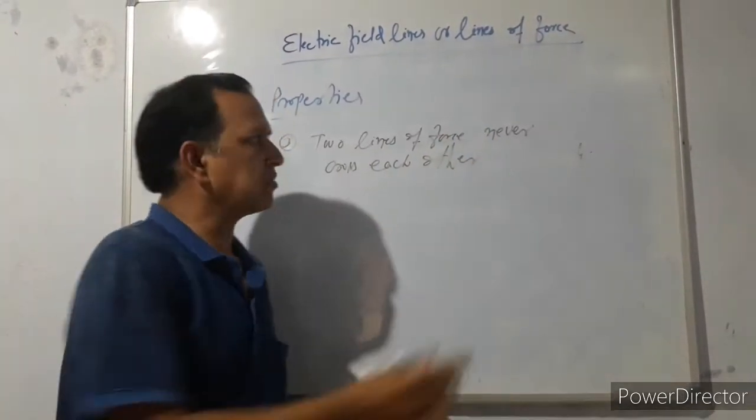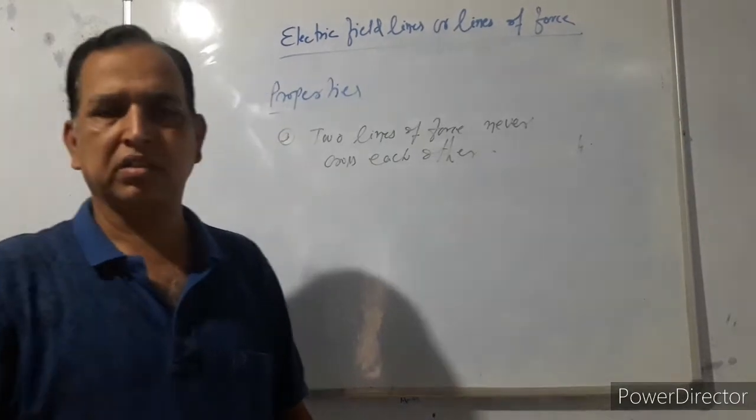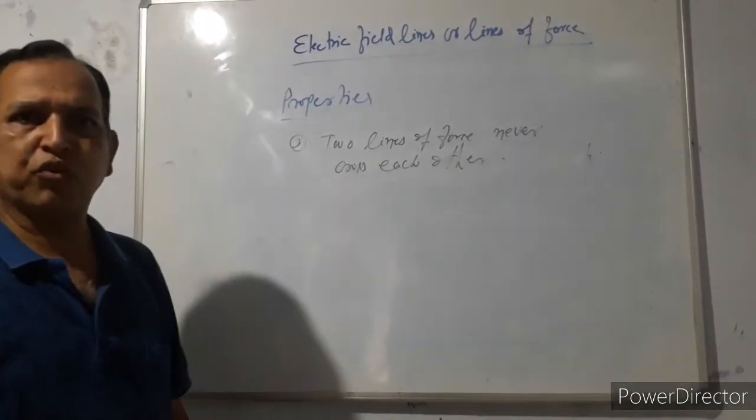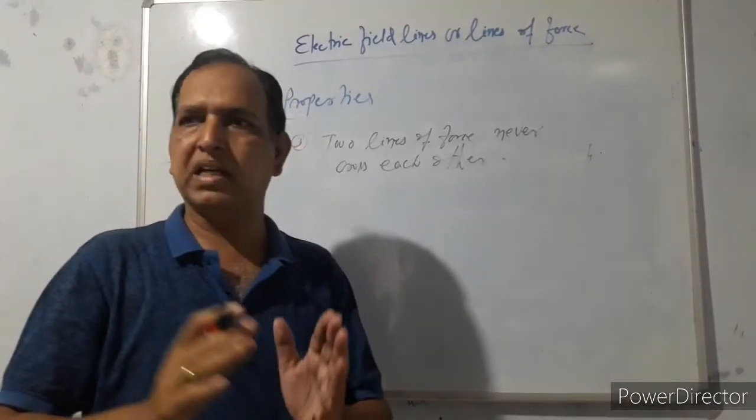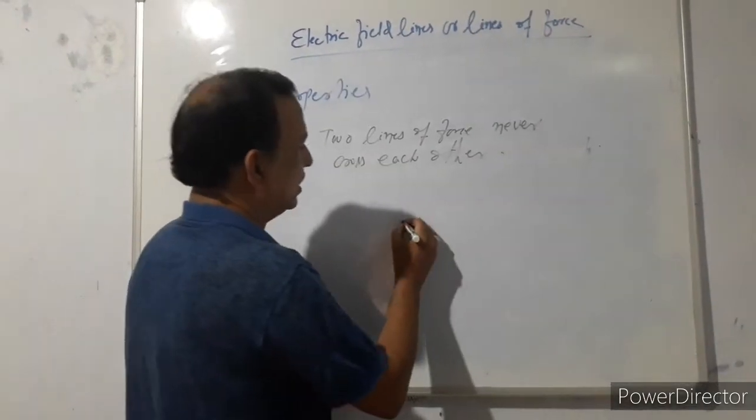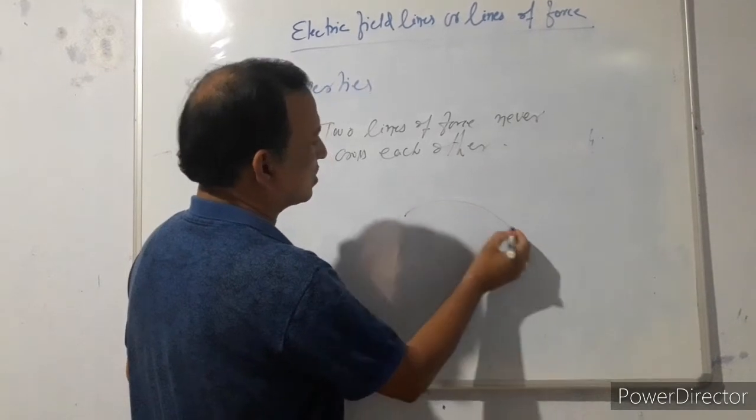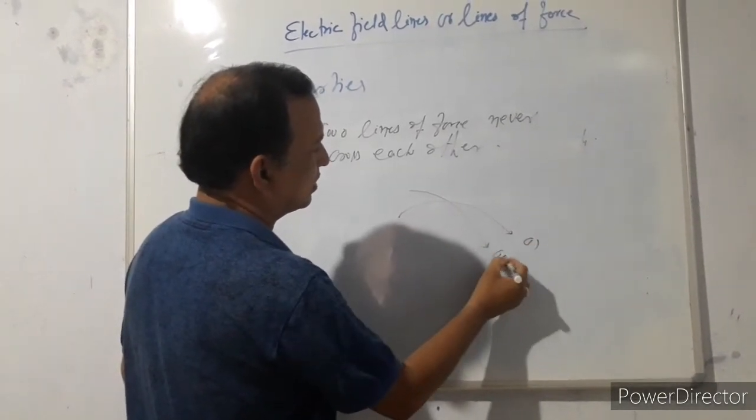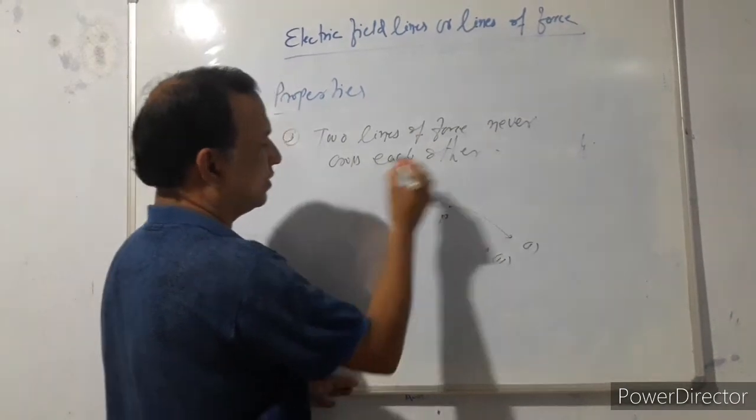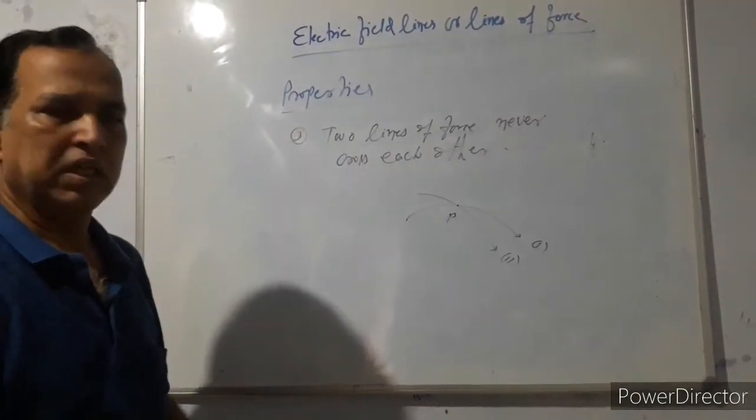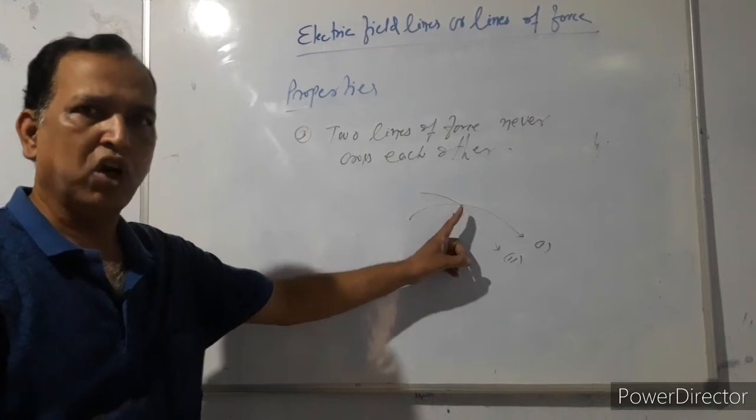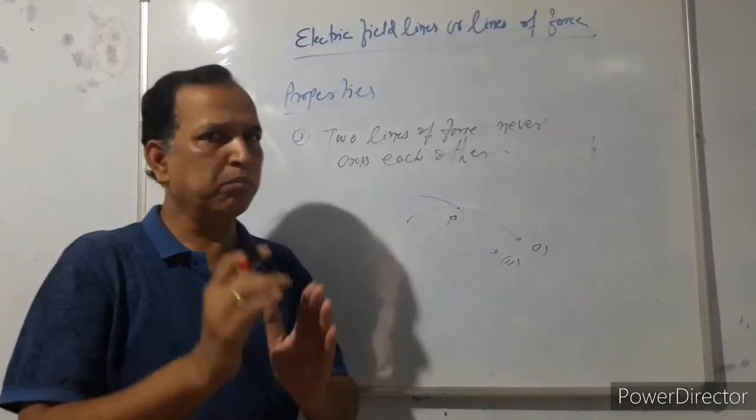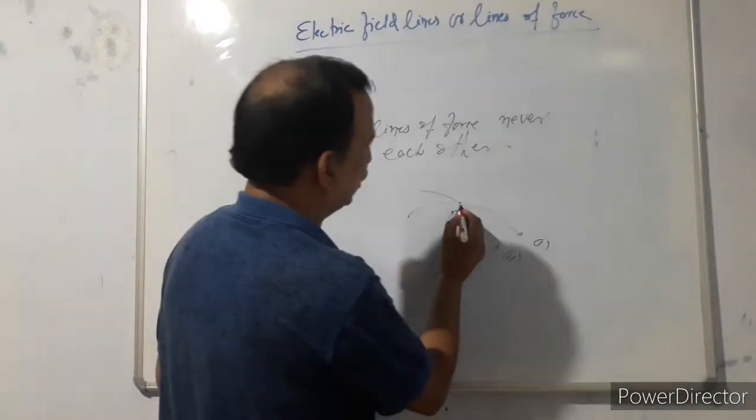Two lines of force never cross each other. Let me explain. Suppose two lines of force meet at a point P. So P is a point on both the lines.